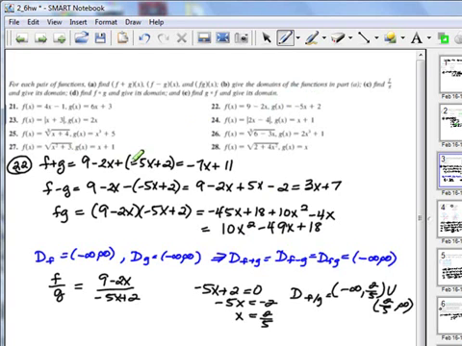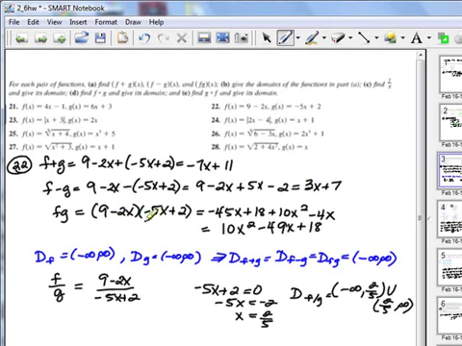2. And when we add, we just combine like terms to get negative 7x plus 11. For f minus g, we have to subtract the two functions. So we have 9 minus 2x minus negative 5x plus 2. And then just be sure to distribute, right? So that's really 9 minus 2x plus 5x minus 2, which combines to be 3x plus 7.